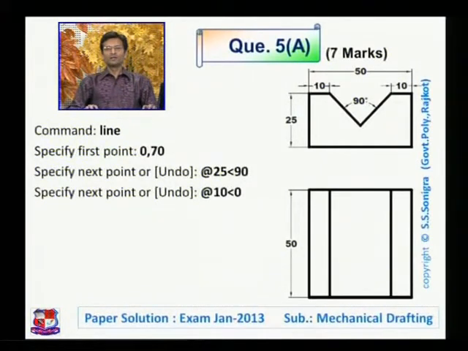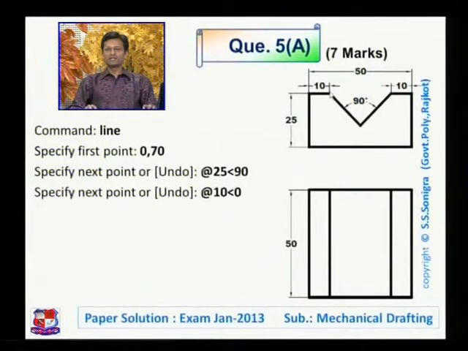Now what should be the coordinate of this point? As this angle is 90 degrees and the total width is 50, so 50 minus 10 minus 10, the remaining width is 30 mm. This angle is 90 degrees, so 30 by 2 means 15 mm. This width would be 15 mm and this height would also be 15 mm.